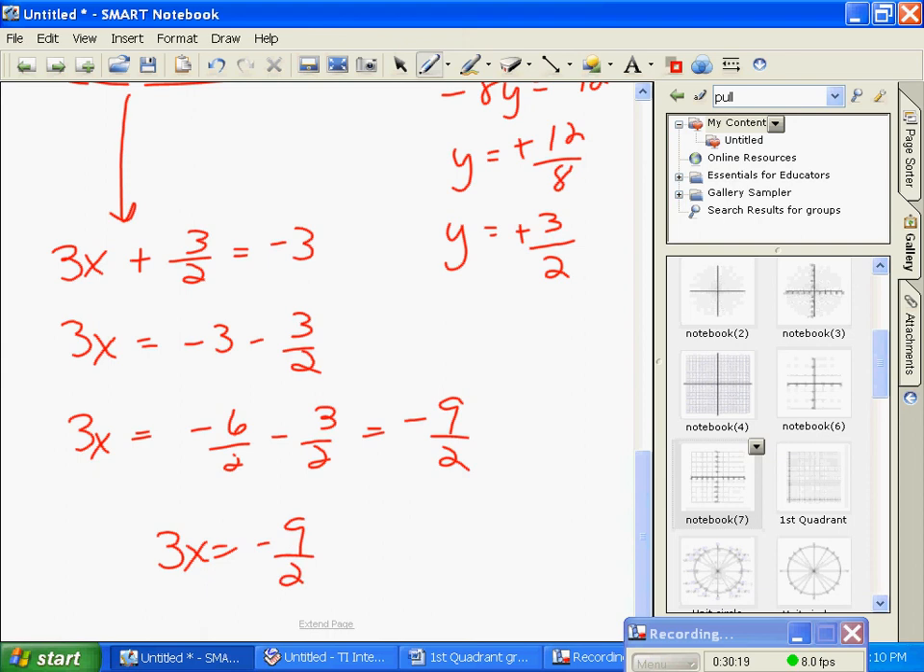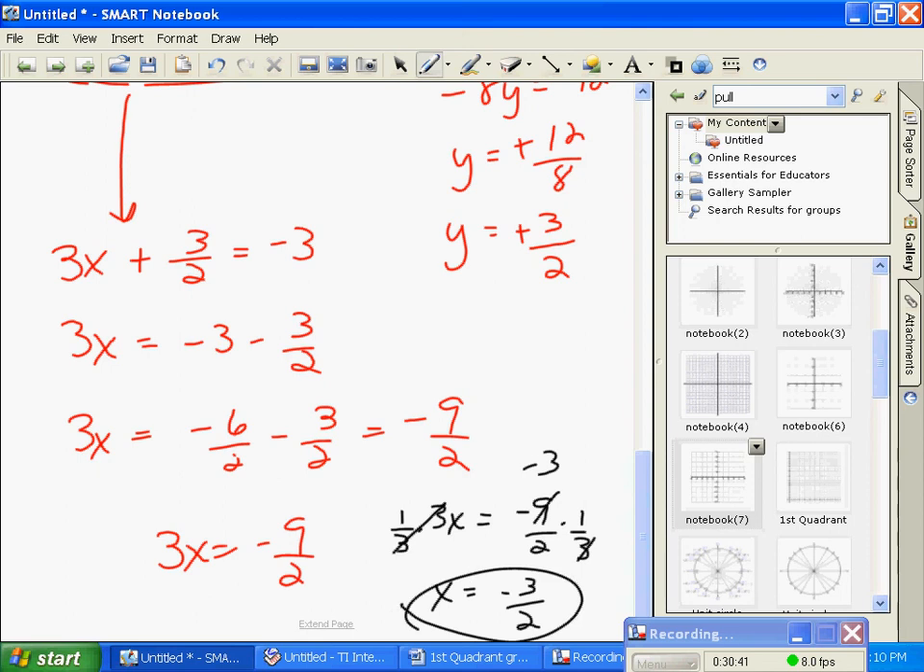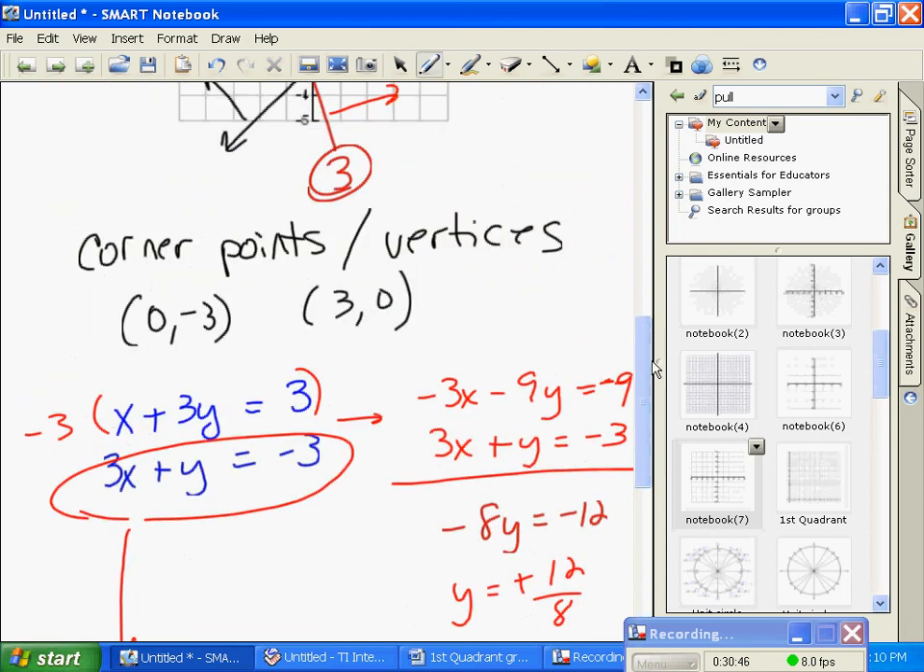Then I need to get rid of the 3, so I'm going to multiply both sides by 1/3. So I get 1/3 times 3x equal to negative 9 halves times 1/3. The 3's cancel, and this will reduce to a negative 3 over 2. So x is negative 3 halves. Wow. Here's my last vertex: x was negative 3 halves, y was 3 halves.